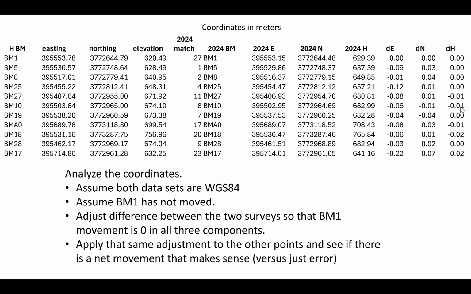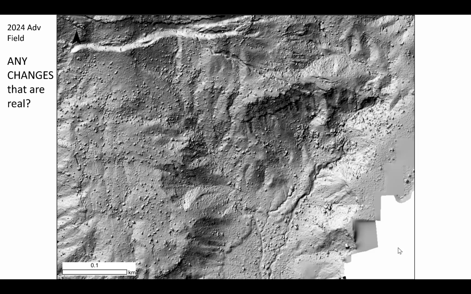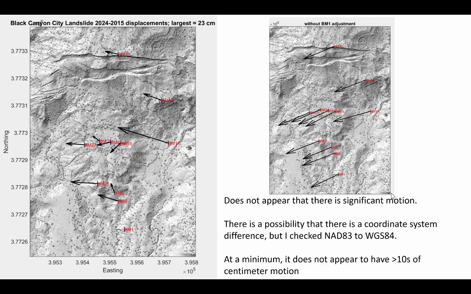The elevations barely changed at all. These would be in meters, so this is at the centimeter level. So I think we don't have good evidence for meaningful motion of the landslide, at least based on the benchmarks. There's still some residual apparent motion, but that seems to be error. It's something I'll continue to work on in future surveys.